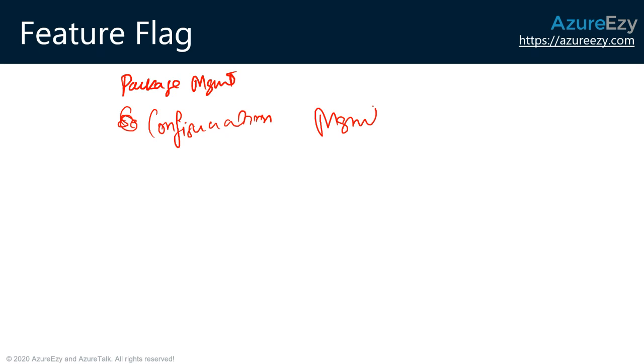Now, the next thing is feature flags. We have discussed certain things like package management, right? And similarly, we have discussed secret management or configuration management.